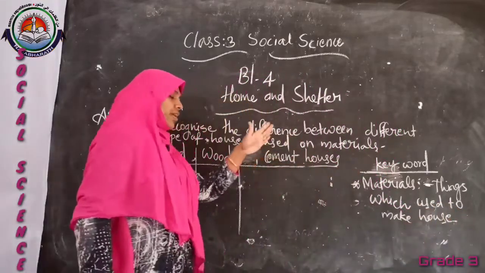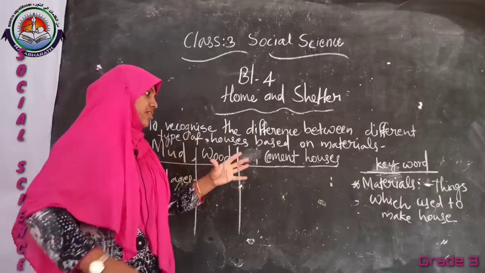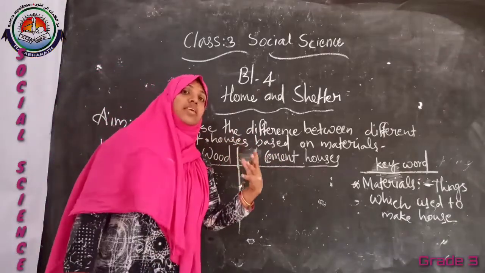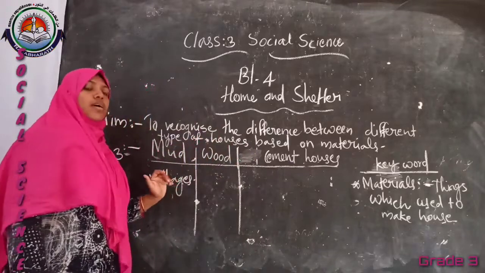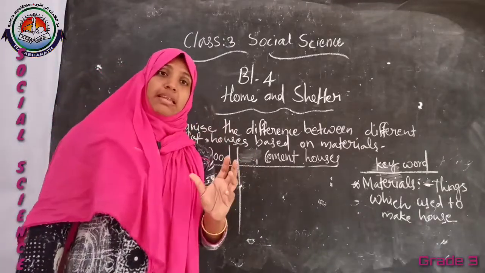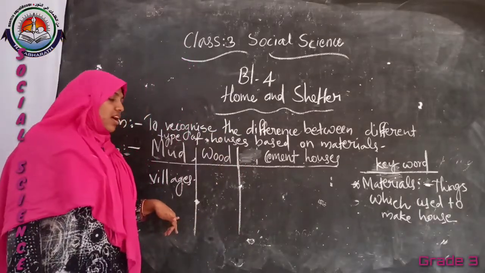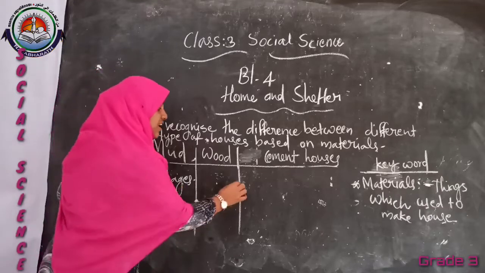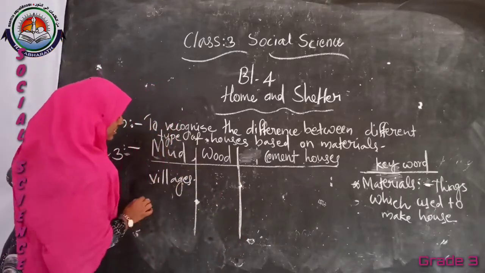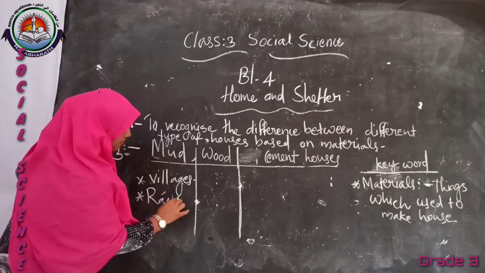Okay, here we are using different materials to make the houses. First example, mud houses. Mud houses are mostly found in the villages. In India, we can find them in Rajasthan. That is the only desert in India, found in Rajasthan.